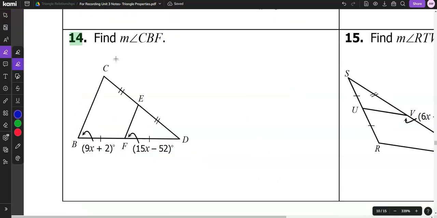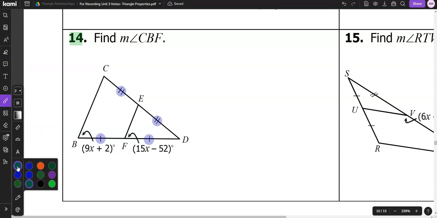All right, last one. They want us to find the measure of angle CBF, which is going to be this angle right here. So again, the first thing we're going to see is that we are given tick marks indicating that F is the midpoint of segment BD. And these tick marks here indicate that E is the midpoint of segment CD. Given that information, that tells me that segment EF and segment CB are parallel. And that is because segment EF, since it connects the midpoints of two sides, is going to be a midsegment.